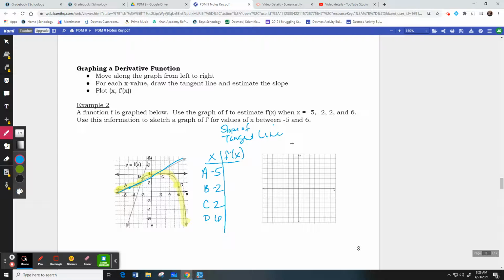Okay, so at -5, here's my tangent line, and I just picked 2 points on the line, like here to here, you go up 1, over 2, the slope is 1/2. Okay, then here's B, right? Here's the slope of the tangent line right here. Again, I'm going to go from here to here, I go up 3 over 1, the slope is 3. Okay, here is C right here. My tangent line is this horizontal one. So then it means your slope is 0.